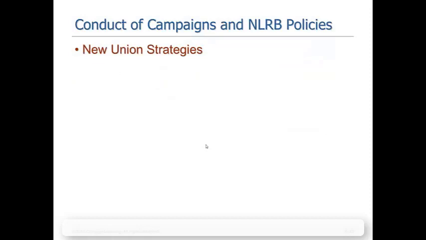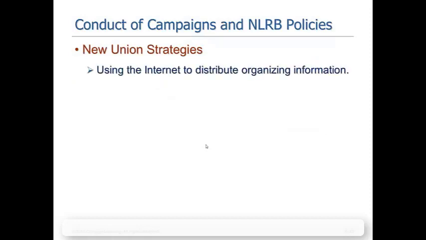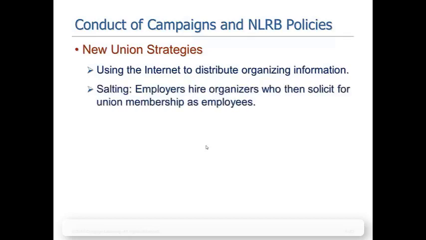Now, more and more unions are using the internet to distribute organizing information. And so social networks can be used. With the advent of smartphones, there's more and more opportunities to get information out there and also to demonstrate some consensus within the workers that they support a union. New unions will also use the tactic of salting, trying to get organizers hired within the organization so that they can help in the organizing process.